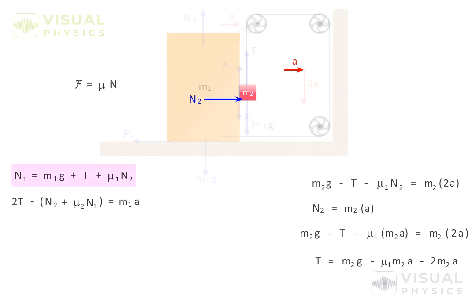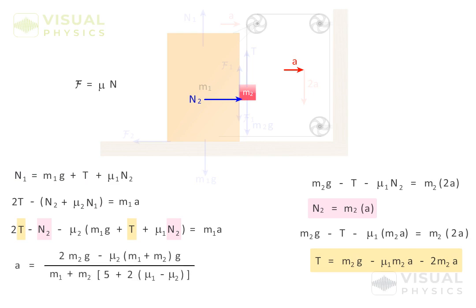Substituting N1 from this equation into this, we get 2T minus N2 minus mu2 (m1g plus T plus mu1 N2) is equal to m1 into a. Substituting the values of N2 and T from these equations and solving, we get a to be equal to this term.